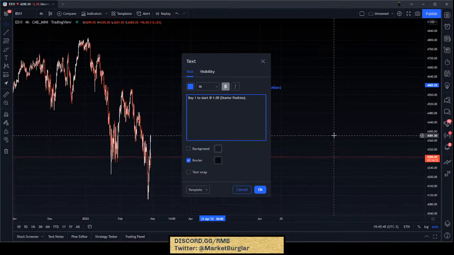So now let's say the contract is 75 cents. It moved to a level, our next average in level. So instead of buying an additional one, I'm going to buy two, right? To give me a total of 3 contracts now, right?